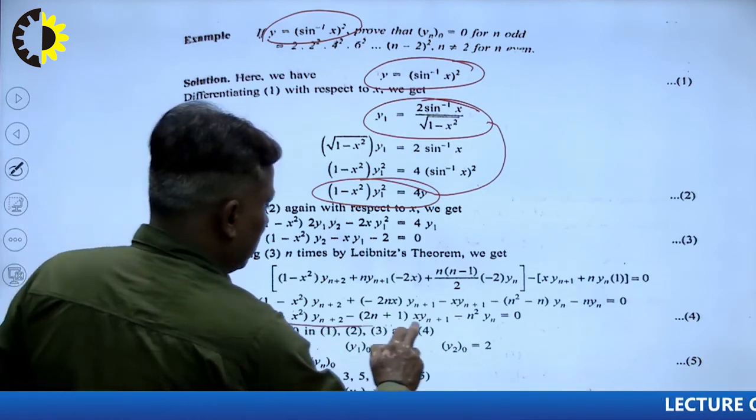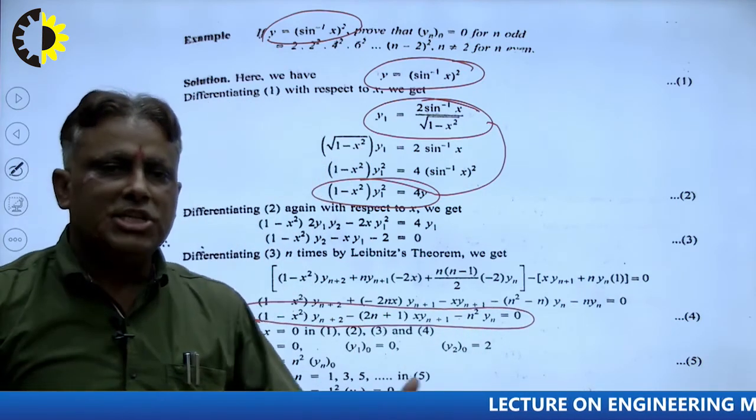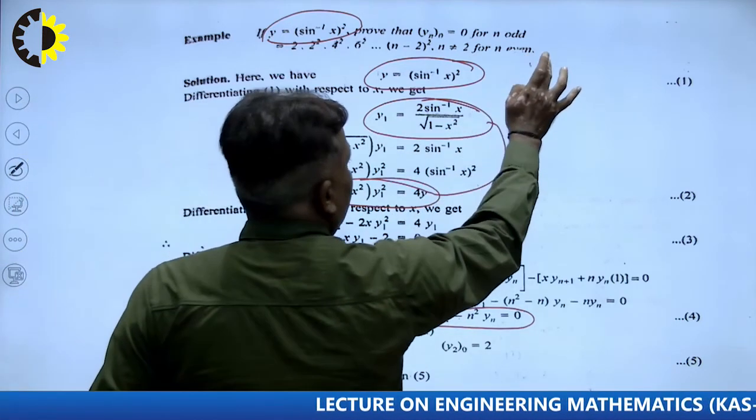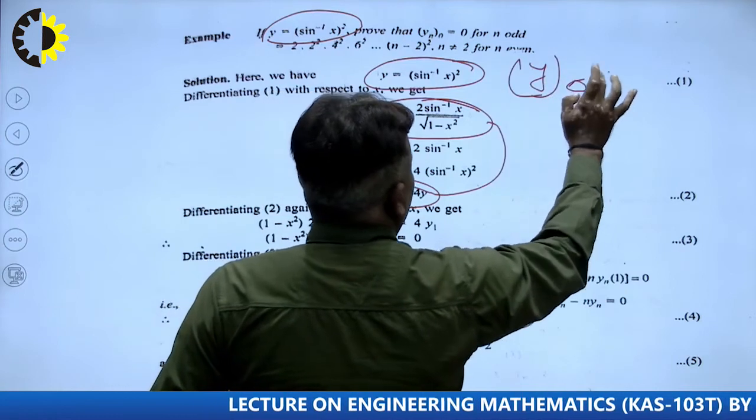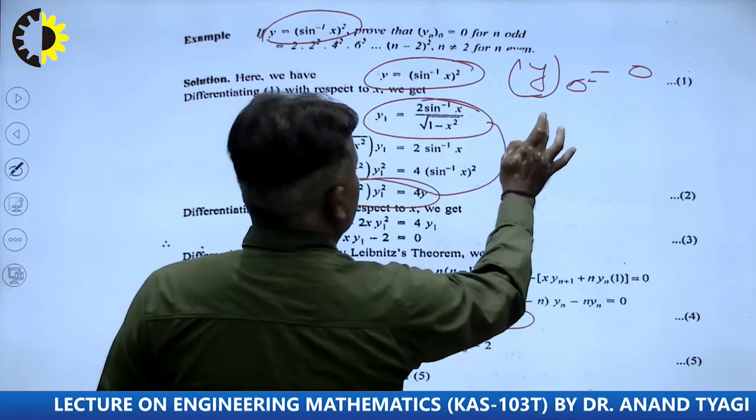This will be the result by applying the Leibniz theorem n times, and now putting x equal to 0 at each and every stage, right. We get y0. Suppose I write here what will be y0 here, right. So y0 will be 0 here, right. We can calculate here what will be y1(0) here, right.